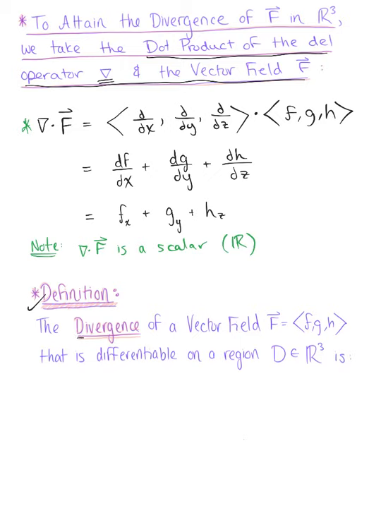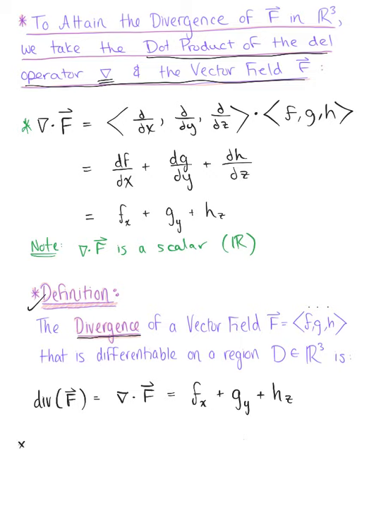So now that we see where this comes from, we're ready to state the definition. We say that the divergence of a vector field defined by the components f, g, h that is differentiable on some region D in R3 is defined as div of the vector field F. As we just saw above, this is the dot product of del with the vector field. And this is what produces that scalar valued result, the partial derivative of f with respect to x, the partial derivative of g with respect to y, plus the partial derivative of h with respect to z.